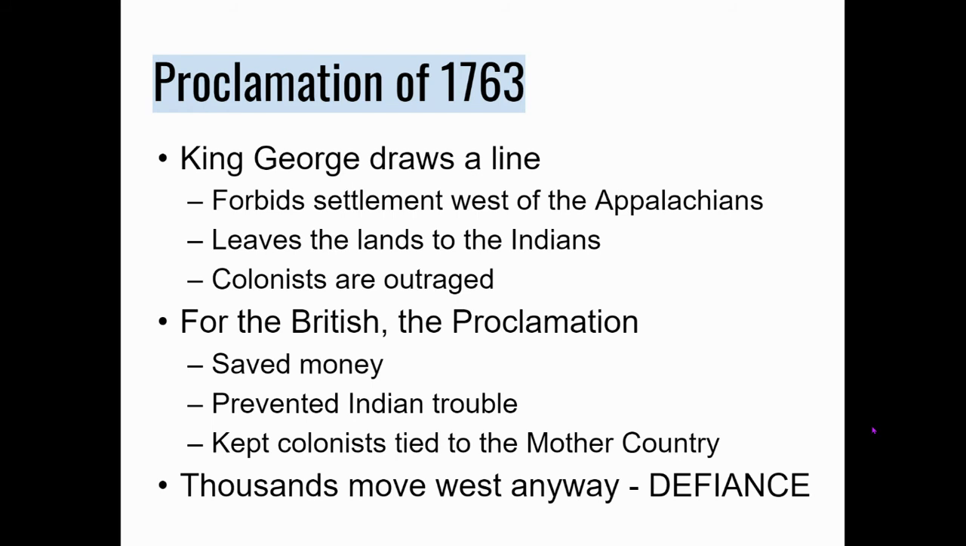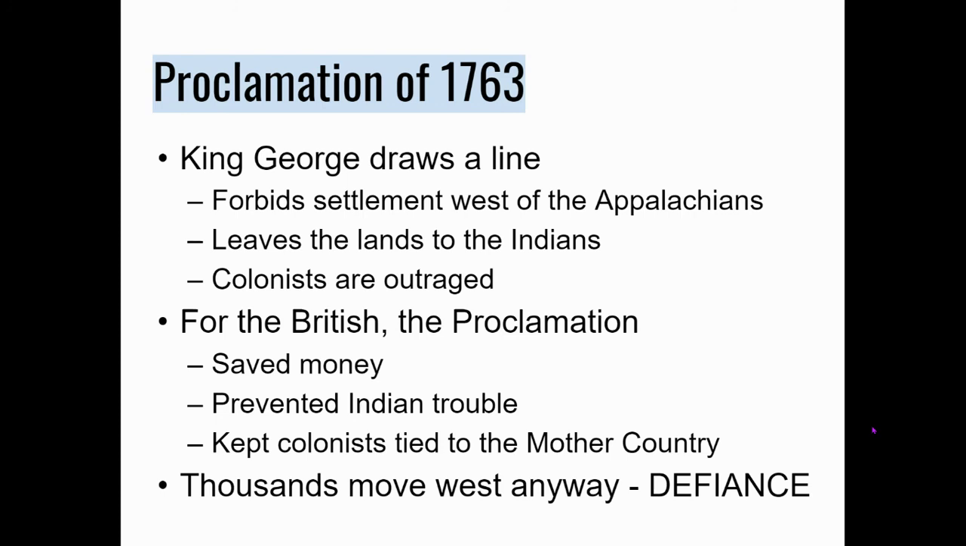So King George will draw this line, and he will forbid any settlement west of the Appalachian Mountains, and wants to basically separate the colonists from the Native Americans, let the Native Americans have their land. Of course, the colonists are very angry about this, and they don't understand why this is happening. To the British, they're going to save money because they're not going to have to send in troops to put down all of these rebellions with Native Americans and these problems. So it'll prevent Native American trouble.